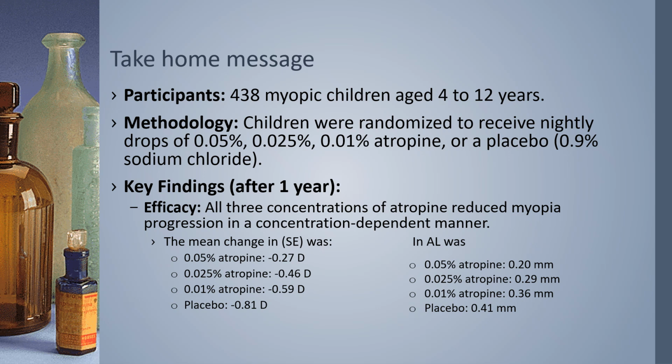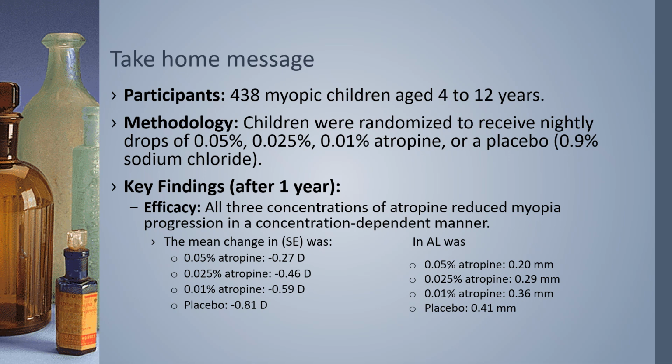At the end of 1 year, when LAMP 1 was published, they did see that all three concentrations of atropine did reduce some myopia, in a purely concentration-dependent manner. And yes, they did find that although there was a correlation with axial length, the correlation was not linear, in the sense that the amount of change in spherical equivalent was not directly correlated with the amount of change in axial length. They found that with atropine the progression was much slower, to the tune of minus 0.27 diopters, and with 0.01% it was 0.59 diopter, and with placebo it was 0.81 diopters.